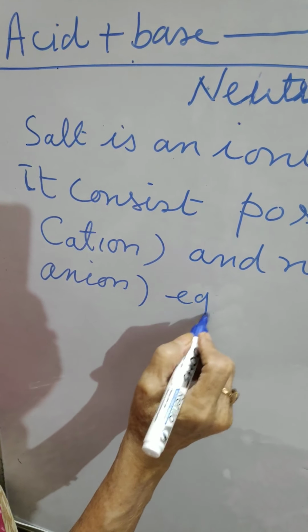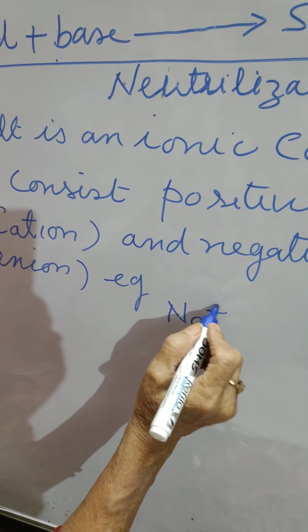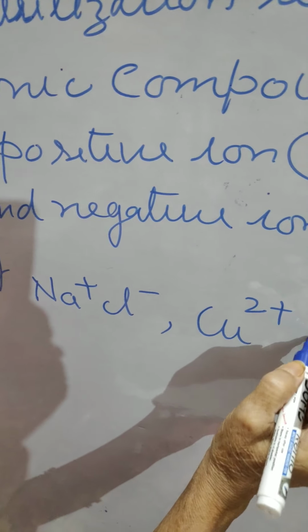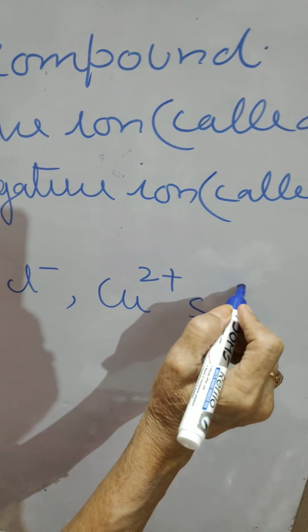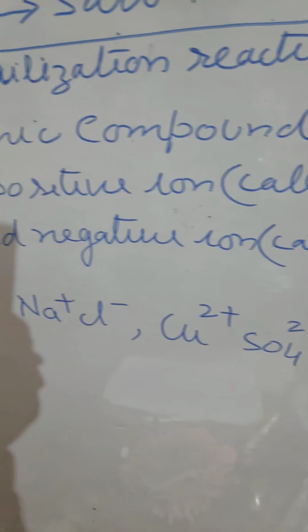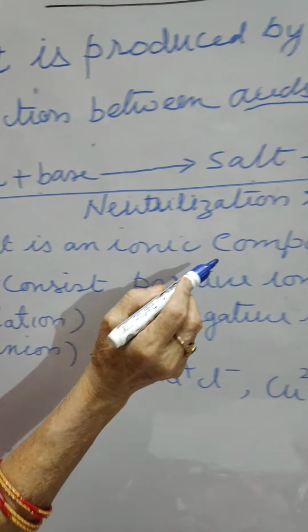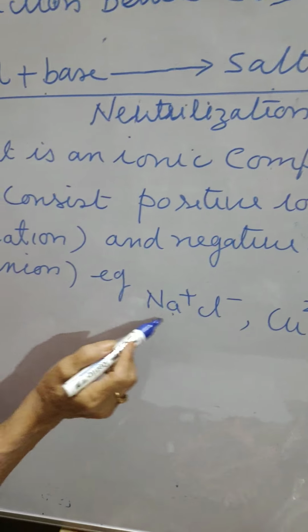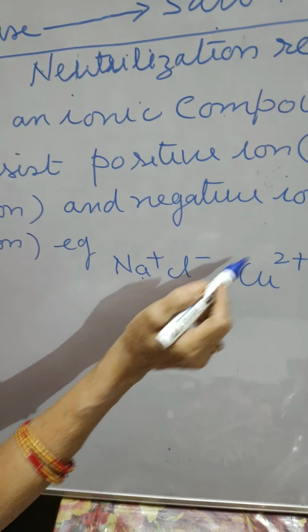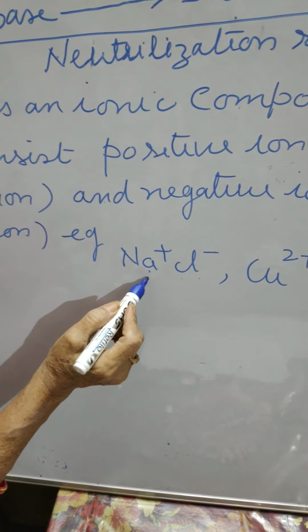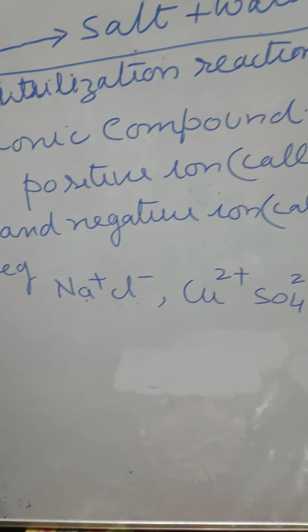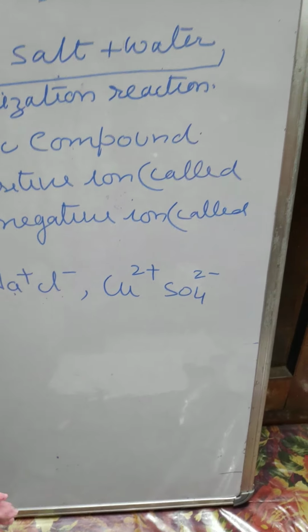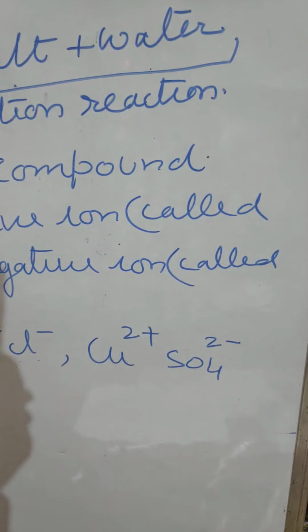For example, sodium chloride, copper sulfate. Now here you see, salt is an ionic compound. It contains positive ions called cations and negative ions called anions. For example, sodium chloride and copper sulfate. Now it is clear? Now copy down. Shall I rub?